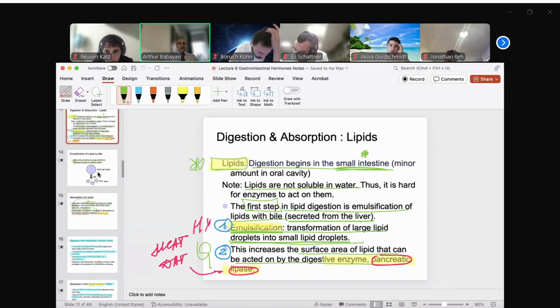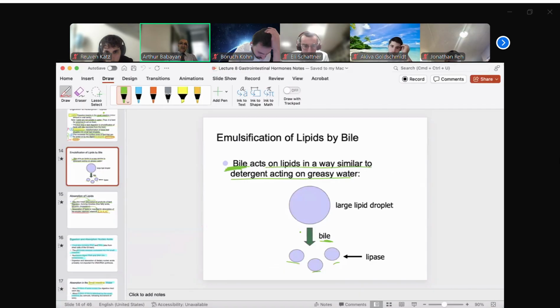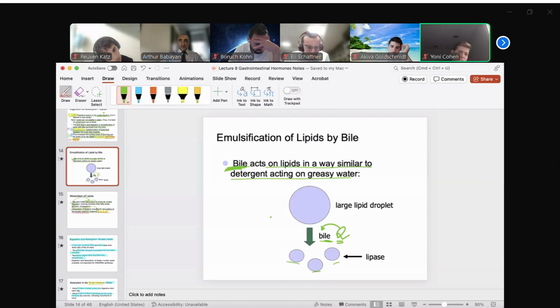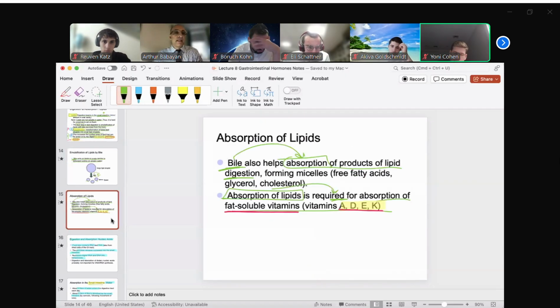Pancreatic lipase. Here it shows going from the larger molecule to the smaller molecule. Who is going to help with that? What will it be, guys? Exam question. Which one? Bile. Do you remember that? Yeah, guys. Okay. Absorption of the lipids. Bile also helps.